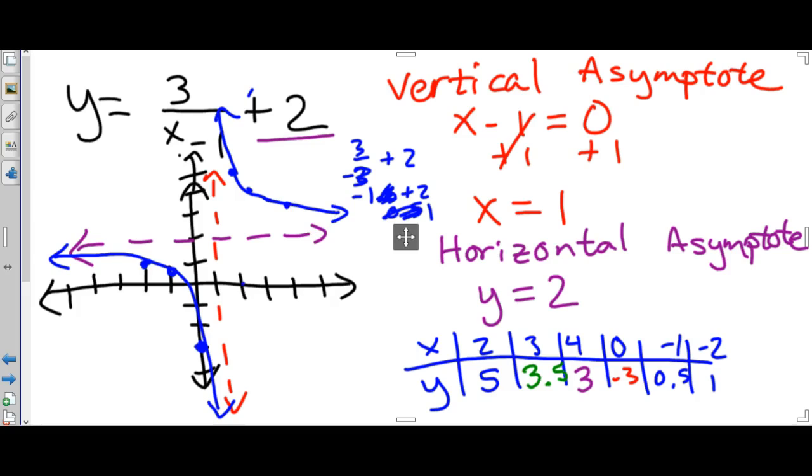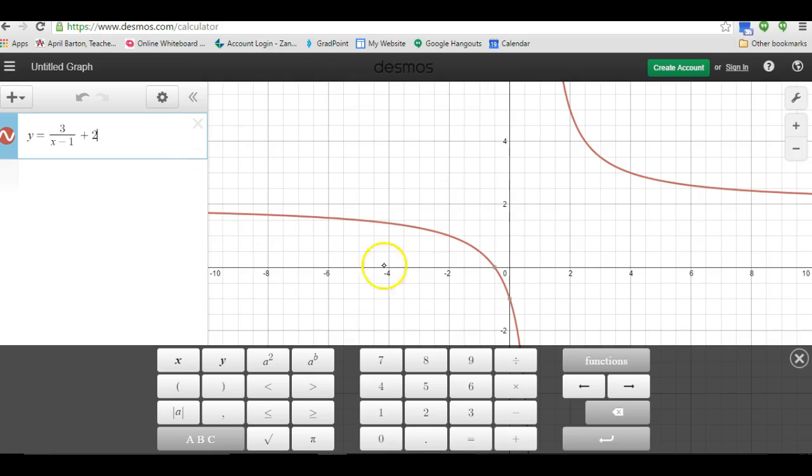So you have to pick x values around the vertical asymptote and plug them in to figure out how our curve will look. If you do ever want to check your work, you can use a website called Desmos. Desmos is just an online graphing calculator. You can type stuff in over here and it will plot it for you. And that'll help you check your work and make sure you're graphing things correctly.